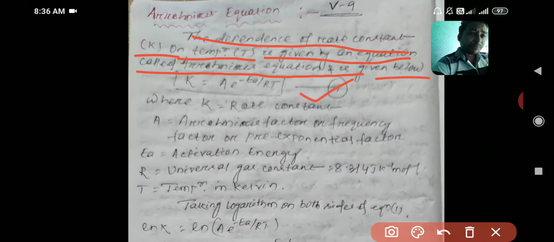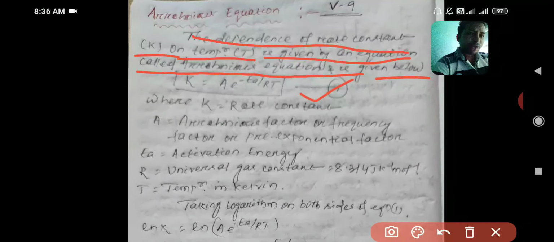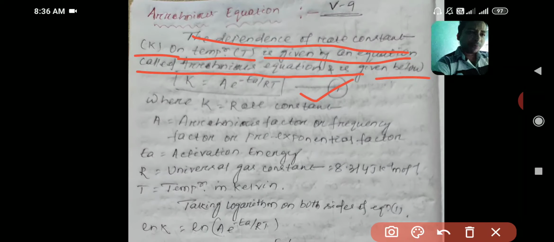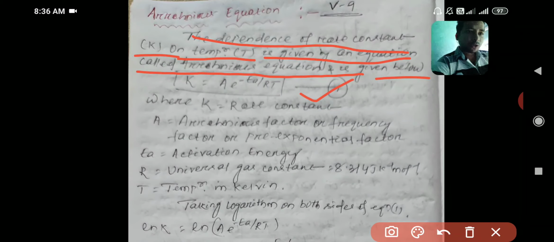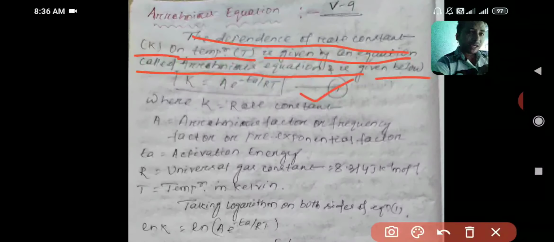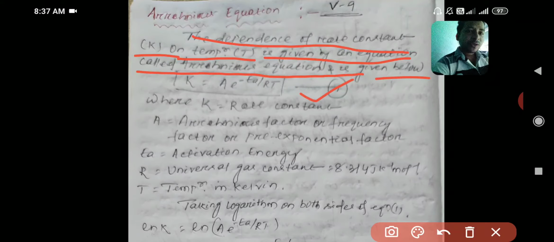You should always remember this equation. The derivation is very simple, and this is a long question, and the question very often comes from this. So you should remember the first equation so that you can derive the whole new equations or the overall equation easily. So the Arrhenius equation is K is equal to A e to the power minus EA by RT, where e means exponential.